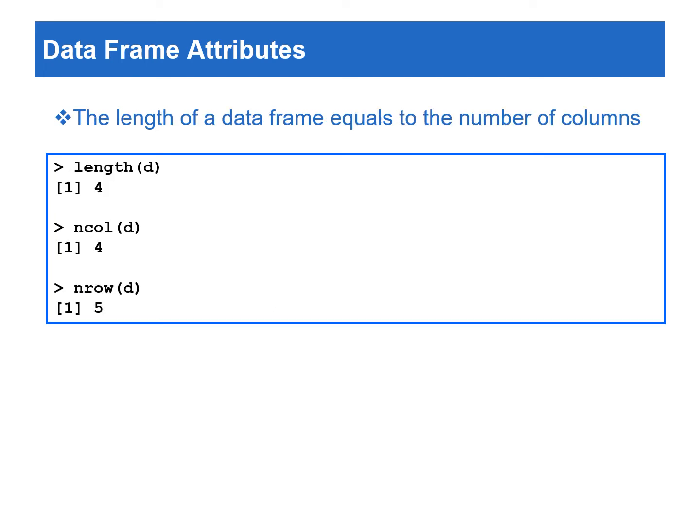Recall that we can use the length function to count the number of components of a list. Since a data frame is a special case of the list object, we can use the length function for a data frame as well. Applying the length function to a data frame returns the number of columns of a data frame. The functions that are used for a matrix, such as ncol and nrow, can also be used for a data frame, because a data frame shares common properties with a matrix as well.